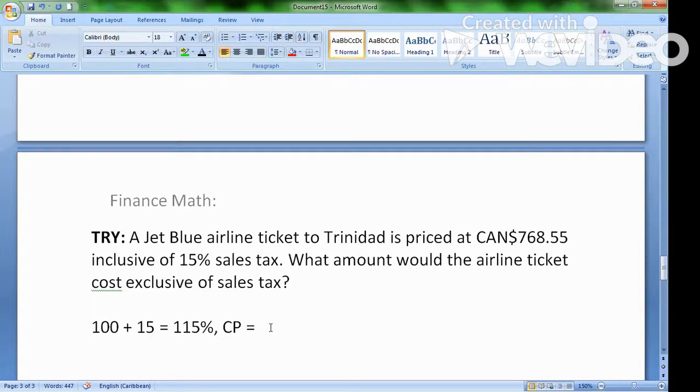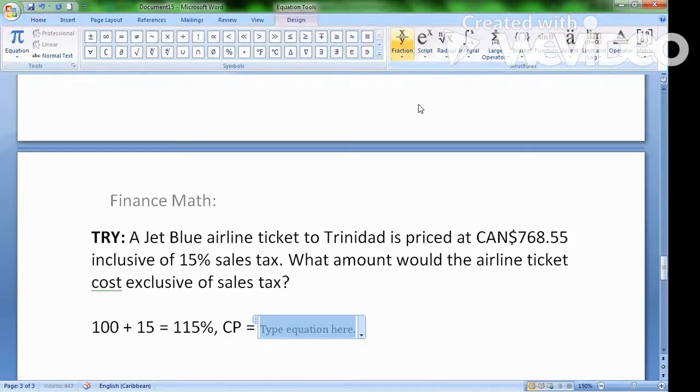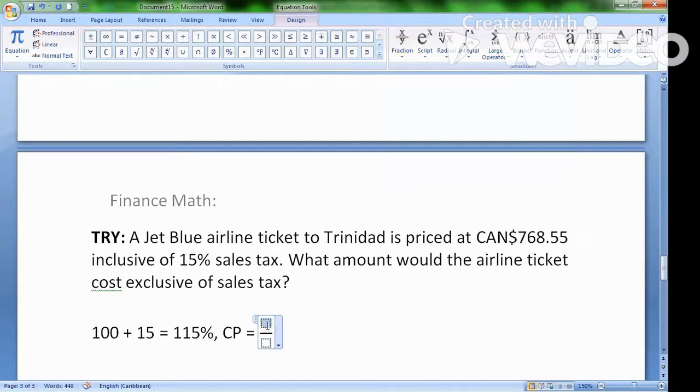So, because we want to find the cost price, we're going to reciprocate the multiplying factor. All right. So that's going to be 100 over 150.